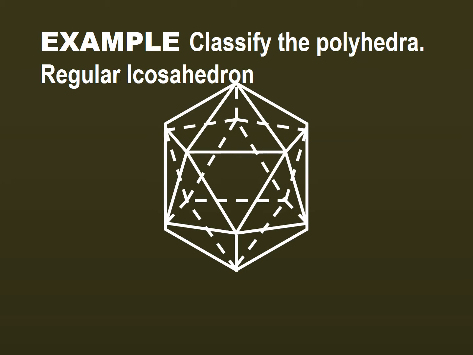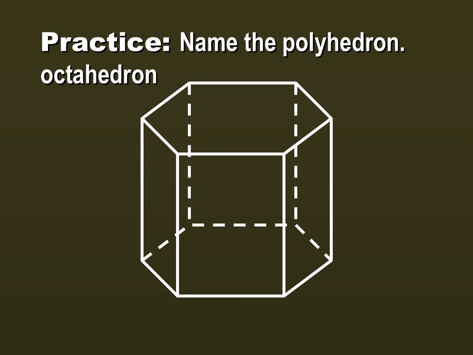This is the 20-sided polyhedron. It is the icosahedron. So this one right here is going to be an octahedron. If you notice that the base is a hexagon, so each side of the hexagon makes a rectangle. So we know that we have 6 rectangles, but then we also have 2 bases because it is a prism. So 6 plus 2 is 8, which makes it an octahedron.